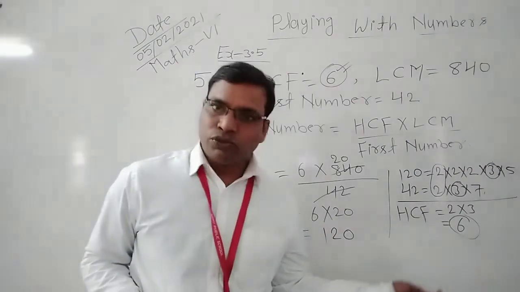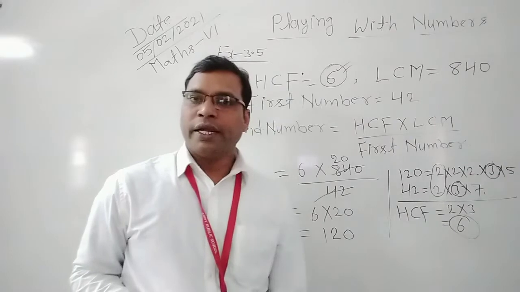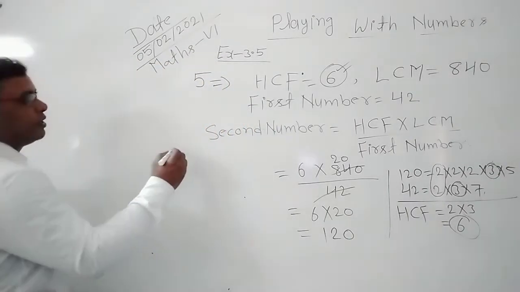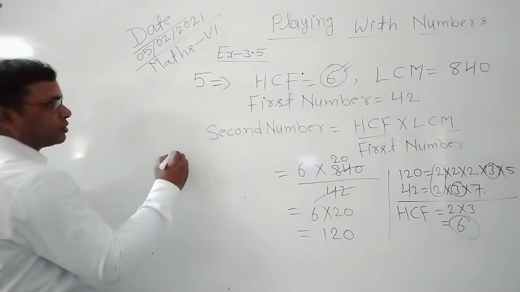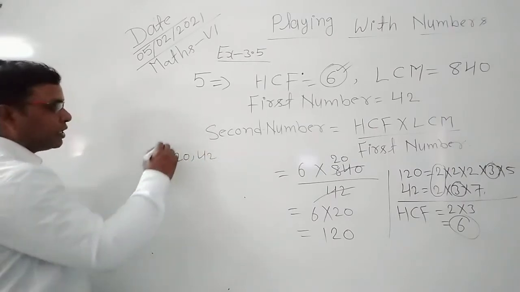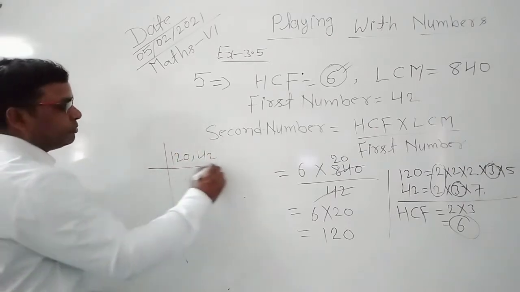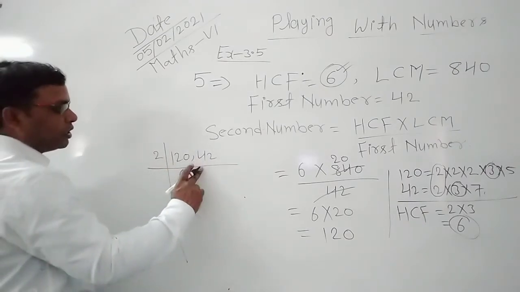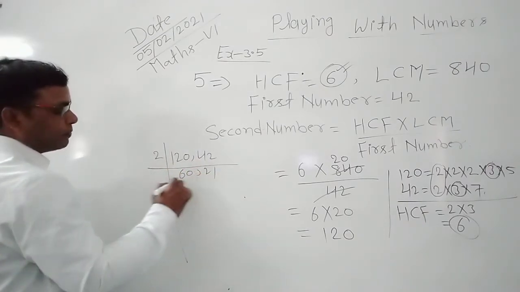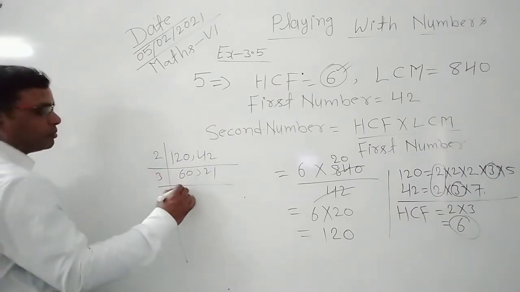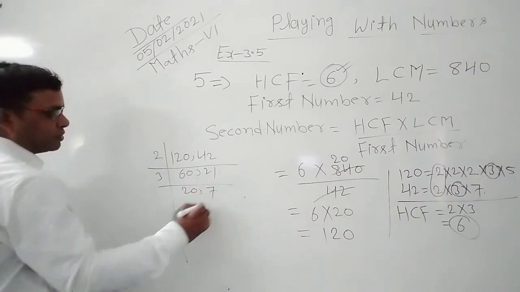Also you can find its LCM. So how can we find its LCM? Here we can use the division method. The first number is 120, the second number is 42. This is clear, you can see here. Here we use the division method. First we take 2, this becomes 60, and this becomes 21. Now we take 3, this becomes 20, and this becomes 7.